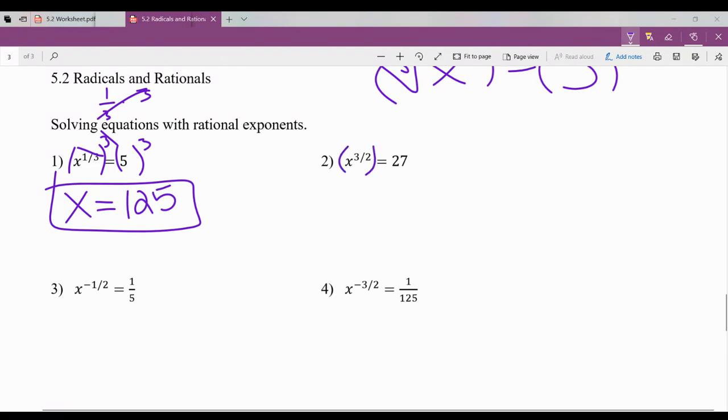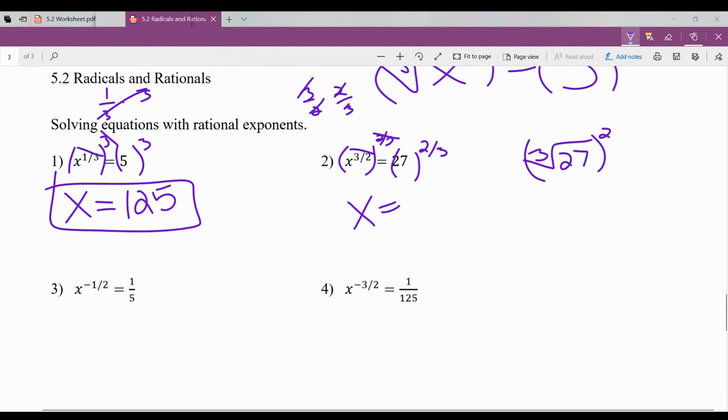All right, so same idea. We're going to raise both sides as an exponent to the reciprocal of this exponent, so to the 2/3, because 3/2 times 2/3, those cancel. So we have x equals 27 to the 2/3. That's power over root. So we've got the cube root of 27 raised to the second power. The cube root of 27 is 3, raised to the second power. So my final answer is 9.